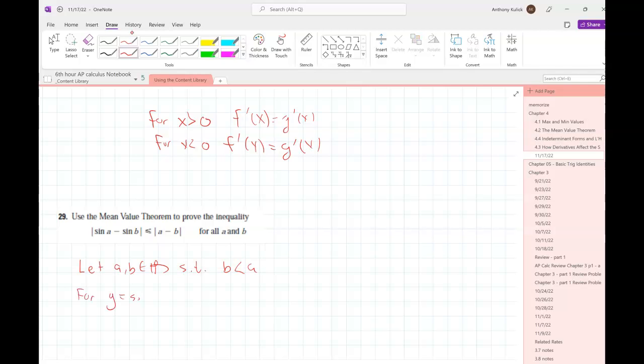So for y equals sine x, maybe we'll just say the function sine x. We know it's continuous on [a, b] and also differentiable on [a, b]. Sine is continuous, we know that from trigonometry. And we know it's differentiable because it's one of the functions that we know is differentiable everywhere. So we can apply the mean value theorem.